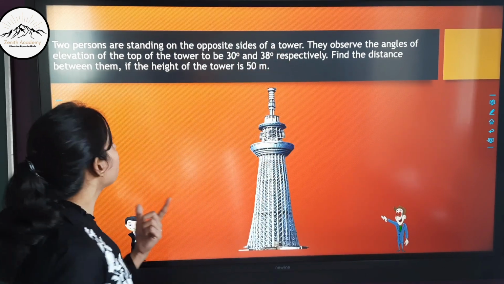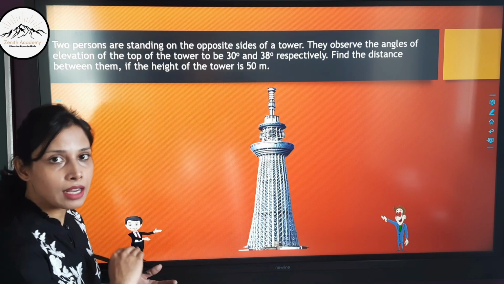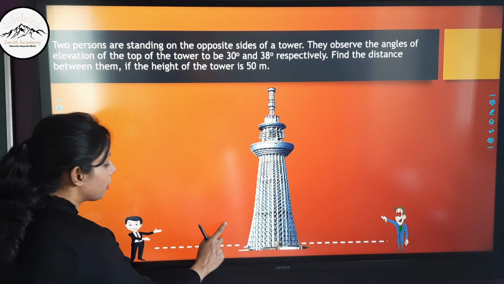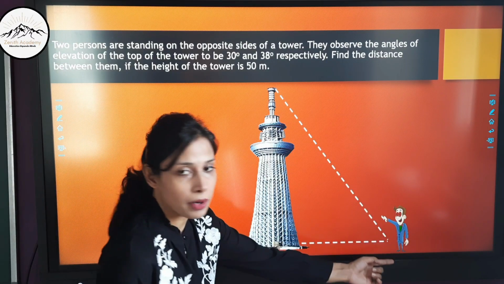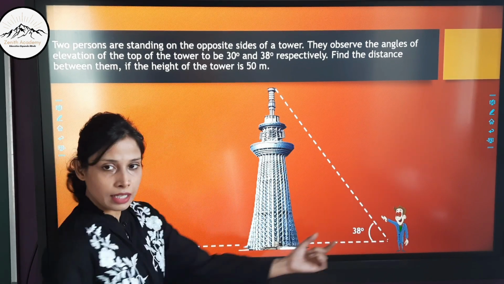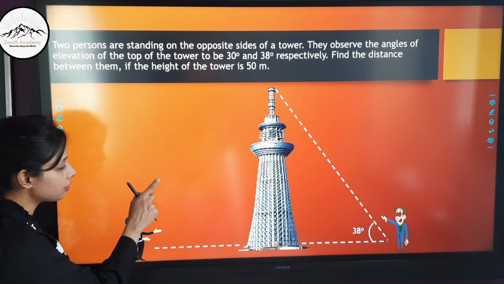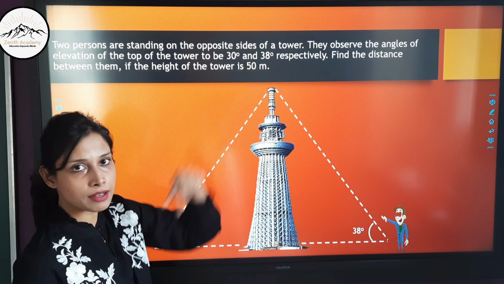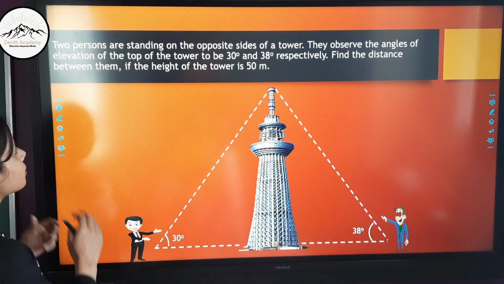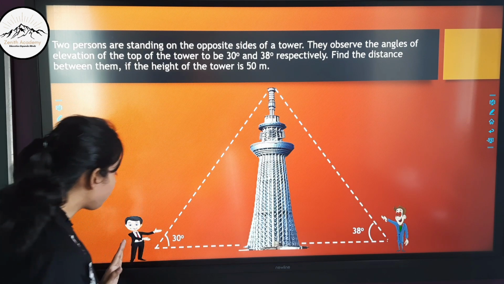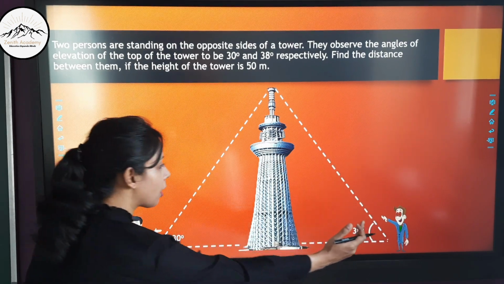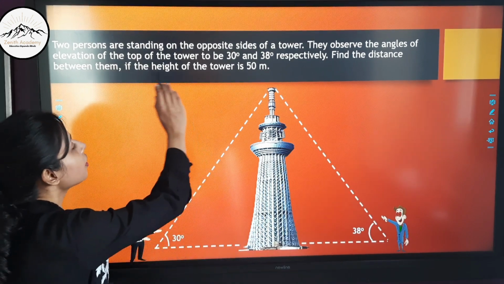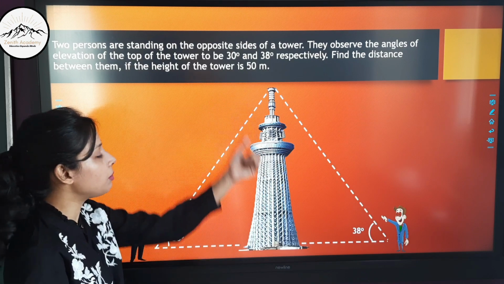So for angle of elevation, what we first need is that horizontal line of sight. This will be the horizontal line of sight of the two persons. The angle of elevation for this person is 38 degrees, and for this person is say 30 degrees. It is given to us to be 30 and 38 degree respectively. Now find the distance between them. They both are standing on the opposite sides of the tower. We need to find the actual distance between these two persons, if the height of the tower is 50 meters.